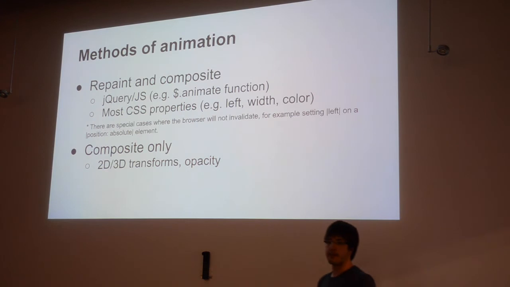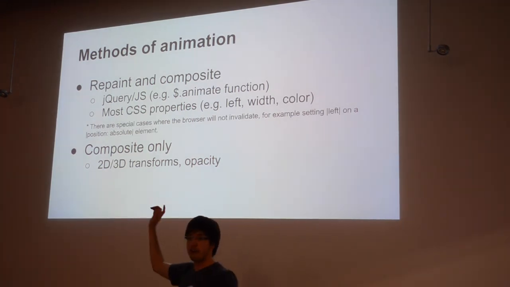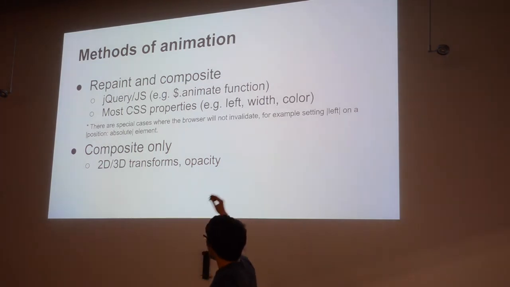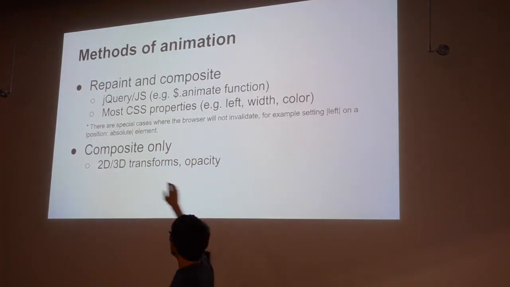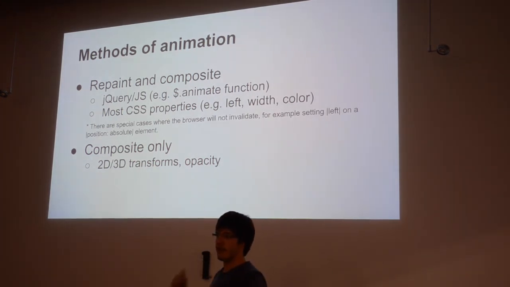So there's 3 main methods of animating properties in web content. The first is using jQuery or JS. The example of this is using jQuery's .animate function. Next we have animating most CSS properties, for example left, width, and color. Actually, you can't animate color. I don't know why I wrote that. But you can animate left and width. I showed an example of that before where we took the box that was 100 pixels by 100 and then animated it to 200 by 200.